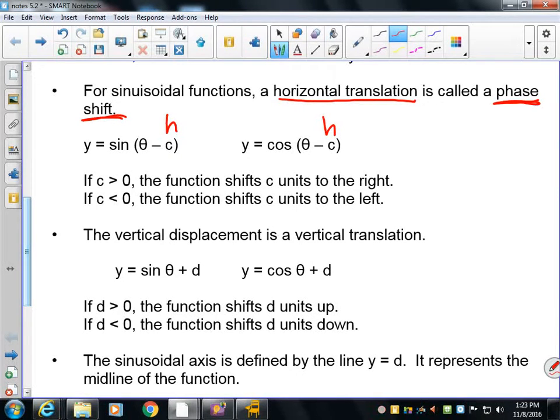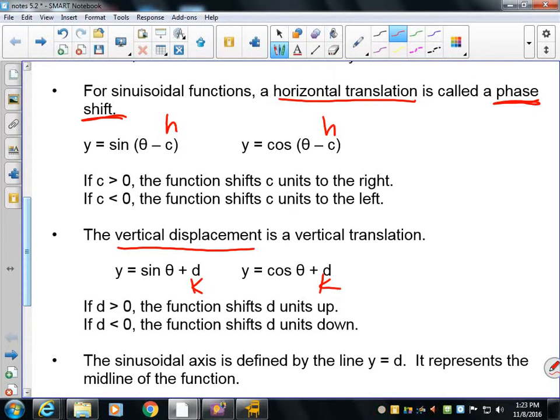Okay? There's also a vertical displacement. That's your k's. And it's just called a vertical translation. It's just shifting up and down, okay? So if there was a +1, we'd move the graph 1 up. So it would go 1, 2, 1, 0, 1, 2, 1, 0, instead of going 1, 0, -1, 0, 1. So it's just bouncing 1 higher.